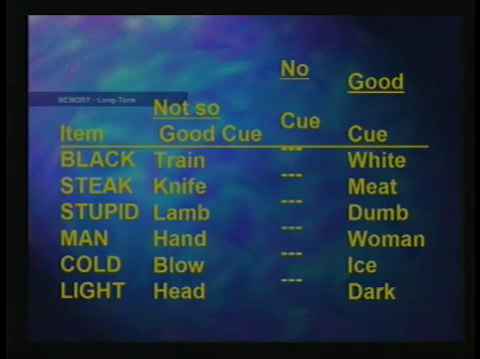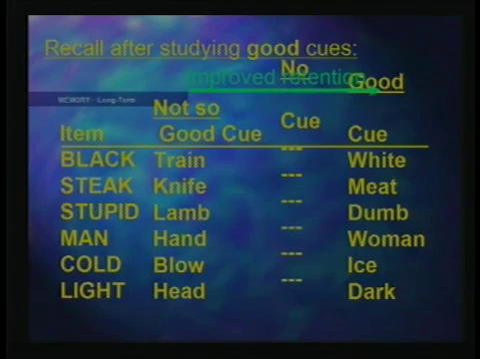What happens? Well, in the situation where we study recall after studying the link between the good cues and the items, the improvement has... Boy, this thing is really messed up. That nose should be another line down. I'm going to have to go back and burp my computer, I think. But in essence, you can see what we're talking about, and that is basically you get improved recall as we look at each of the three columns of information to the right of the items. The worst recall, when you have been studying the relationship between the cues, white, meat, dumb, woman, ice, and dark, and the recall items, black, steak, stupid, and so forth.